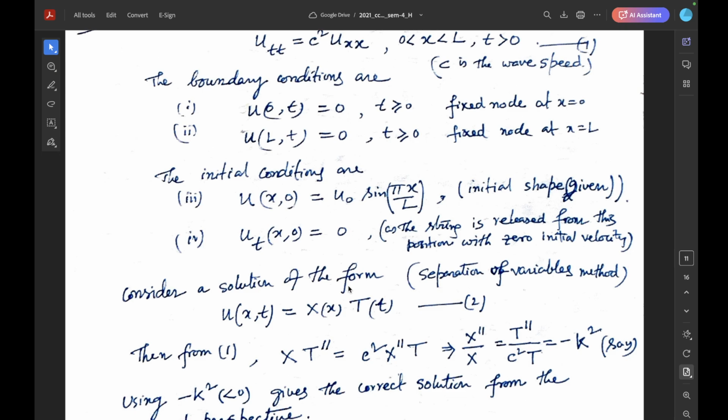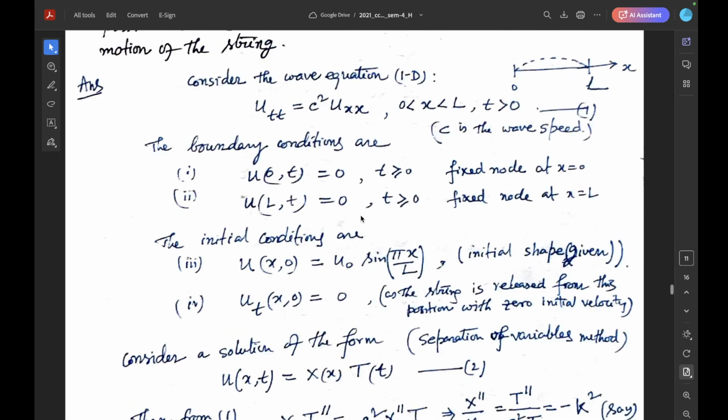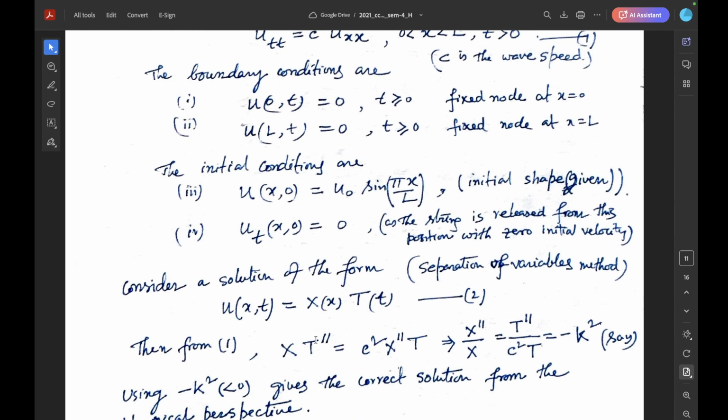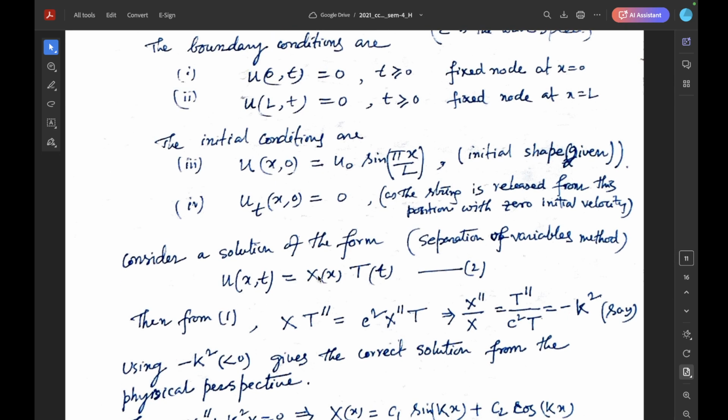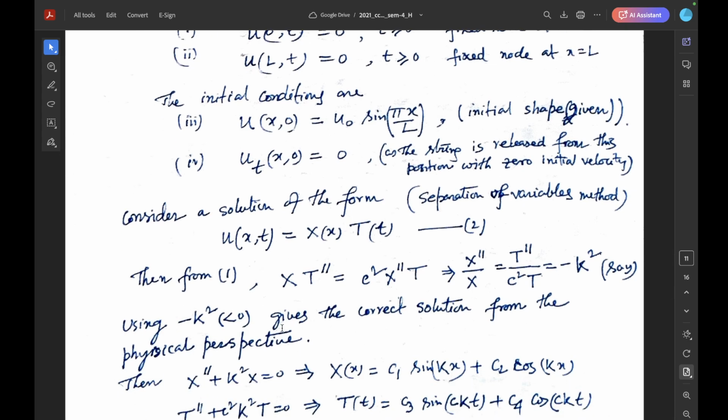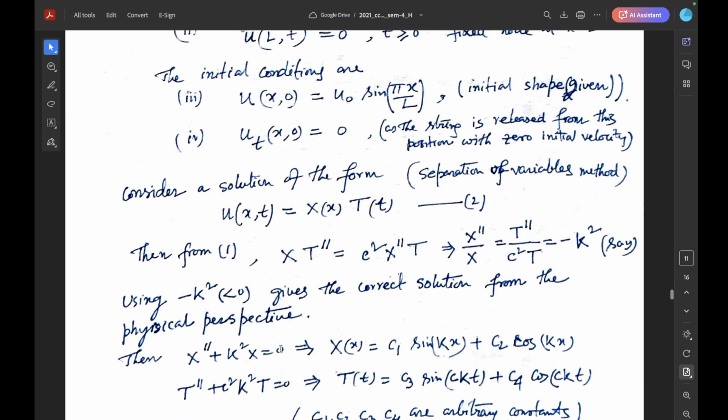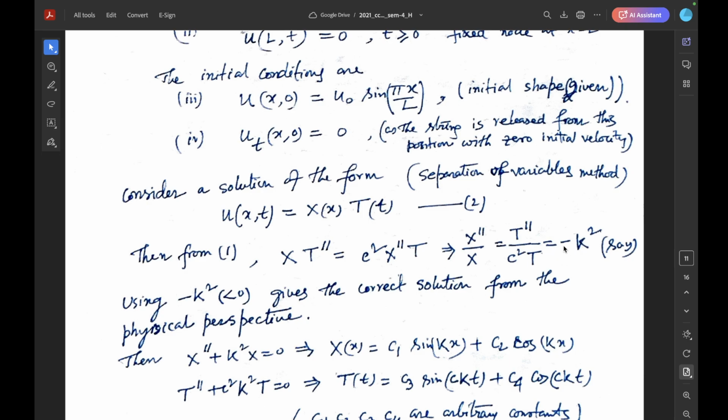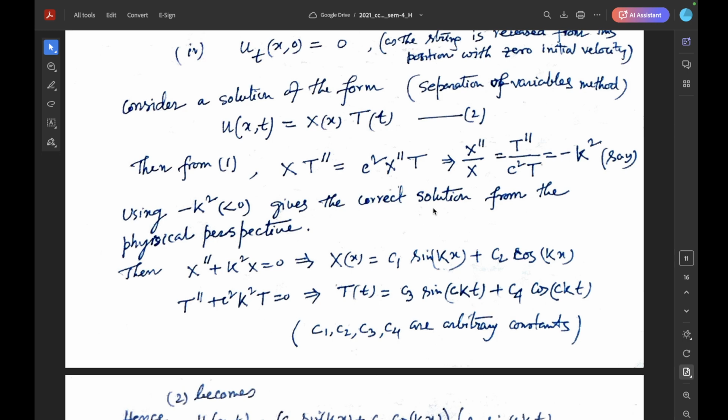Consider the solution of the form u(x,t) = X(x)T(t), the separation of variables method. Then from equation 1 we get X T'' = c² X'' T. Here T'' means d²T/dt² and X'' means d²X/dx². So X''/X = T''/(c²T) = −k². Using minus k squared, the negative sign, gives the correct solution form from the physical perspective. If we take this positive, we cannot get the correct physical solution. So for the correct physical perspective, we assume this equal to −k².